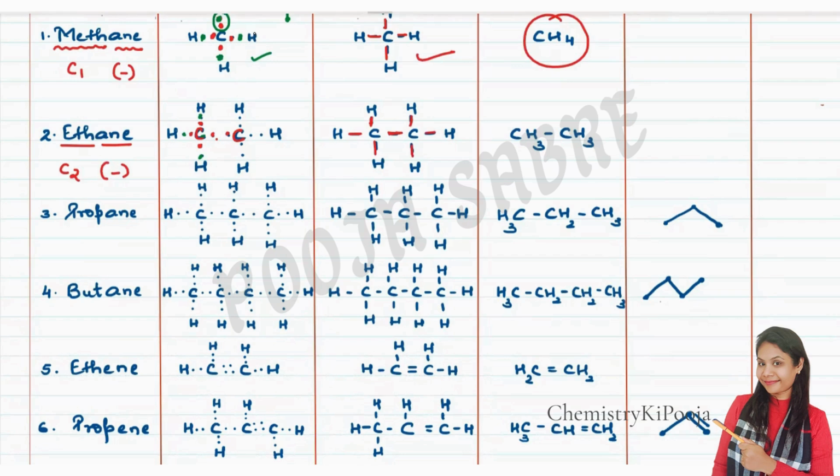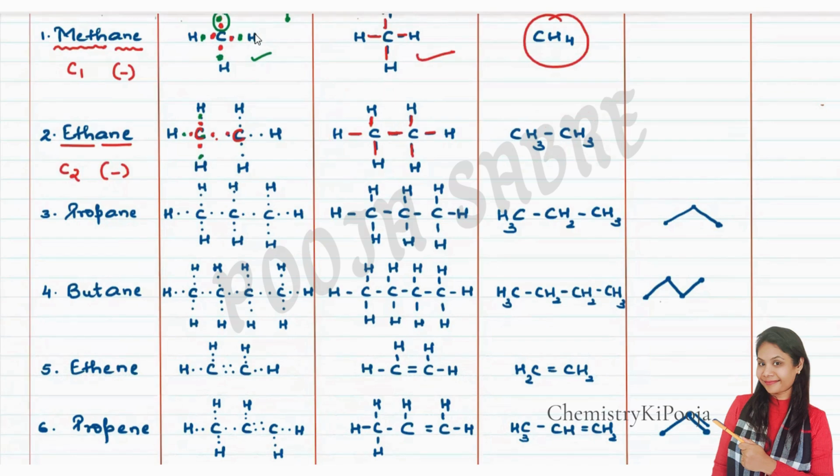Talking about the condensed formula, we are going to make it shorter now. Now what I can do is write 1 carbon atom along with hydrogen. So it is CH3. Then between 2 carbon atoms there is a single bond. And on the other side, again there is CH3. So the condensed formula for ethane is CH3-CH3.